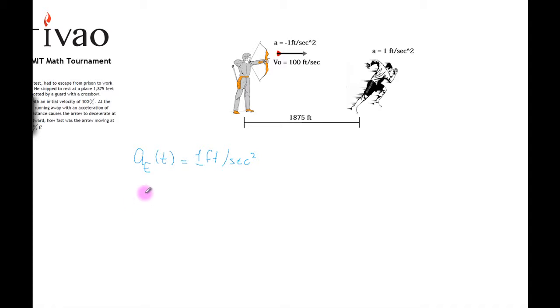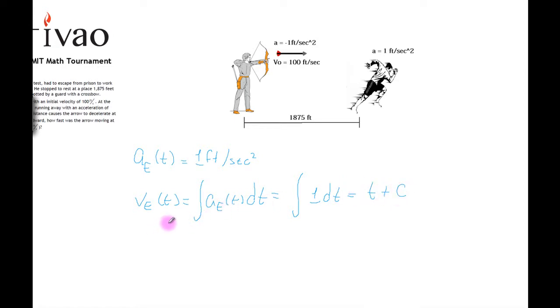Now, if you know from calculus and physics, the derivative of the velocity is the acceleration. So to find the velocity, we need to integrate the acceleration. So the velocity with respect to time is equal to the integral of a(t) dt, which in this case is just the integral of 1 dt, which is just t plus a constant.